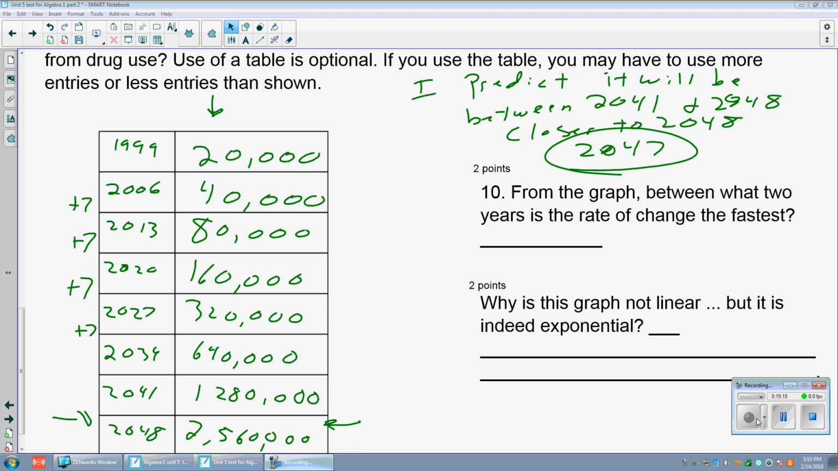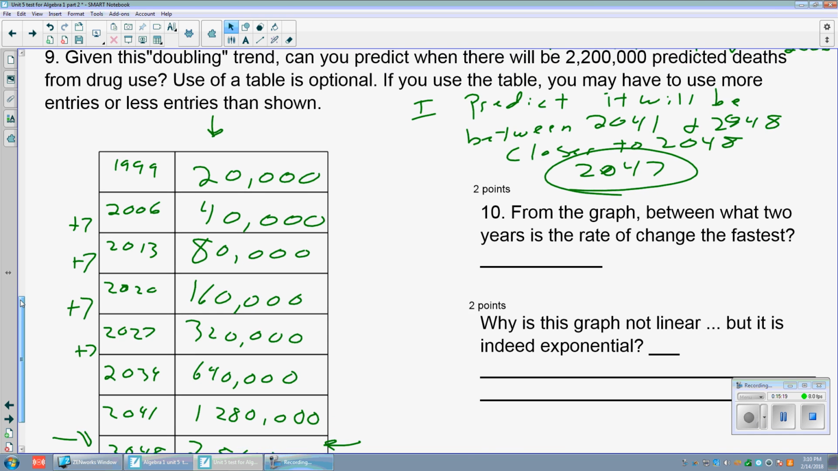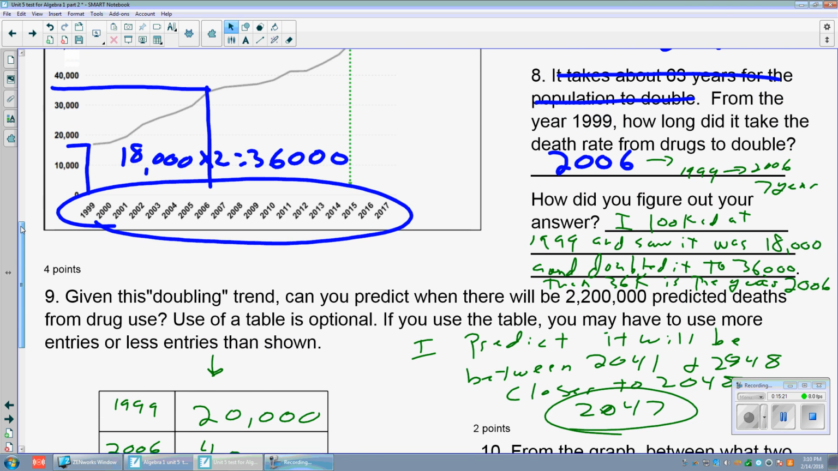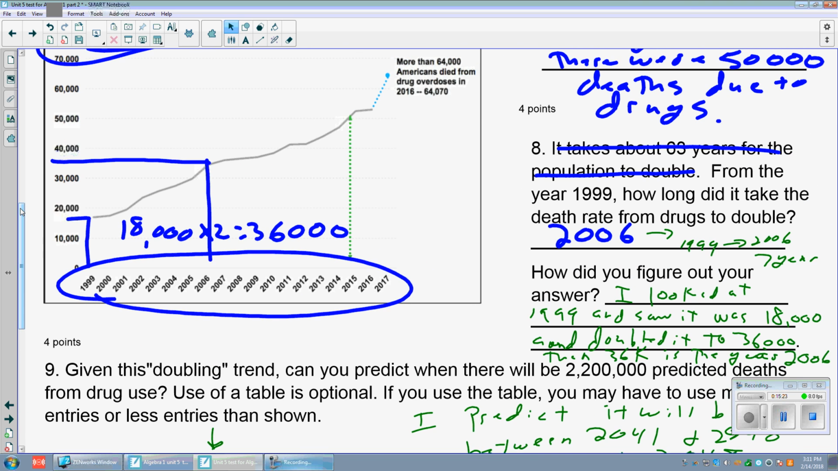Number 10. From the graph, between what 2 years is the rate of change the fastest? That means, where is it the steepest? Fastest rate of change. The fastest rate of change is right there. The slowest rate of change is right there. The fastest rate of change is right there.